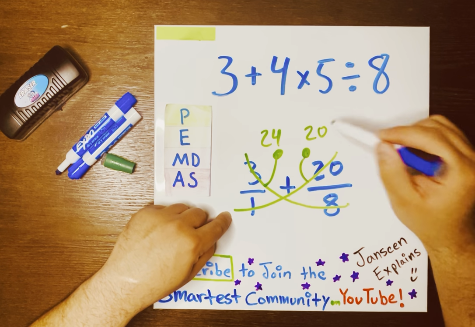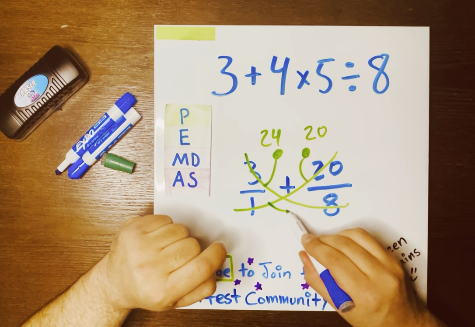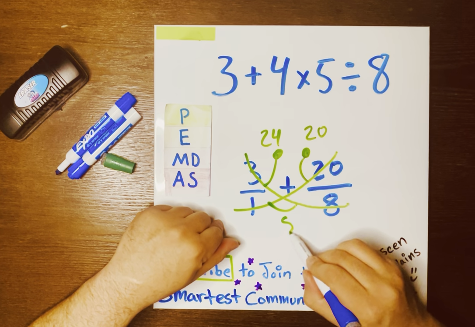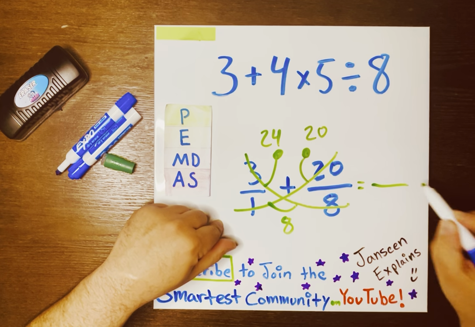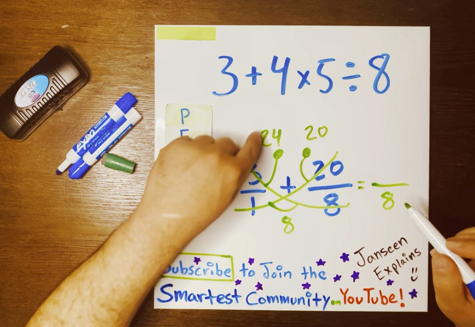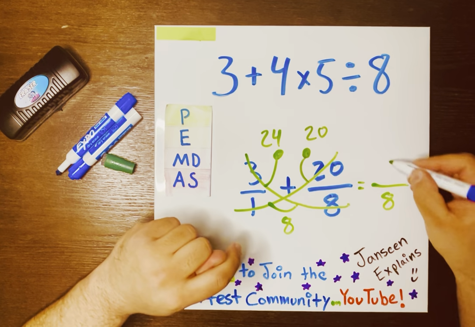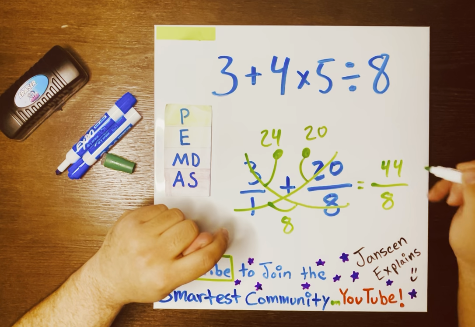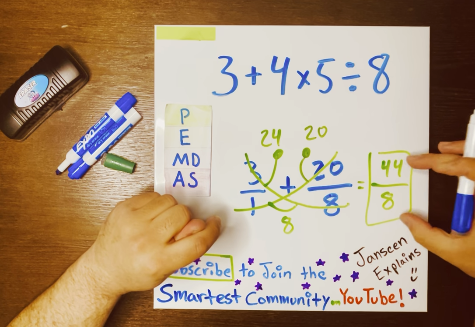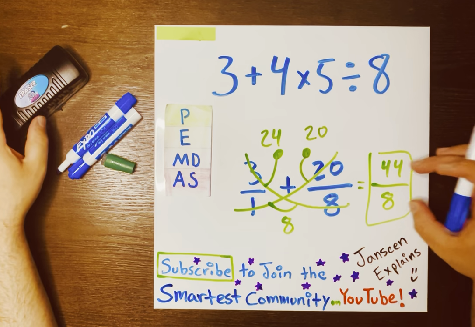1 times 20 is 20. Good job. Lastly, the body, 1 times 8 is 8. So our denominator is 8, and our numerator is 24 plus 20, which is 44. Good job. This is not the answer yet. We still need to break this down to simplest form.